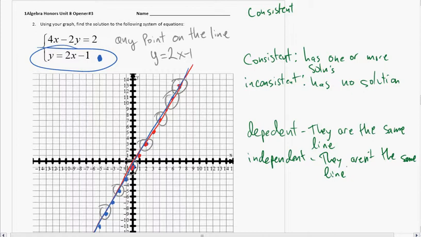Another way to think of this is that for a system that is dependent, all of the points that make one equation true also make the other equation true. And for a system that is independent, all of the points that make one equation true do not necessarily make the other equation true. So if we think about our system here, do we think this is dependent or independent? Well, they're the same line, so that would be dependent. So we would classify this system of equations as consistent and dependent, and the solution is any point on the line y equals 2x minus 1.